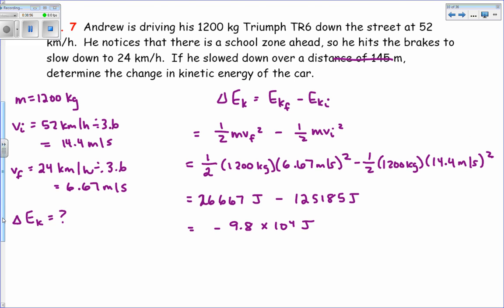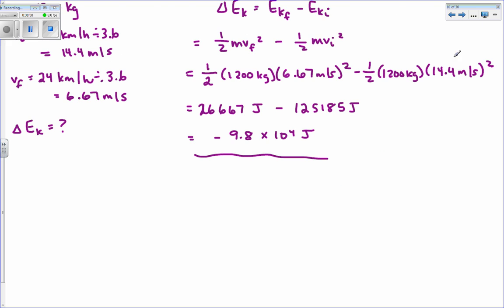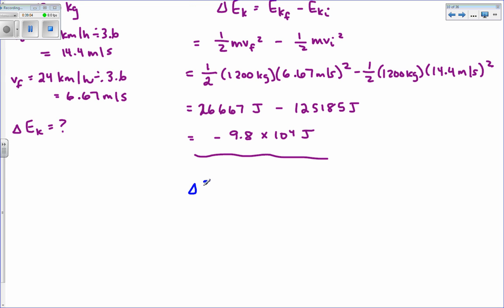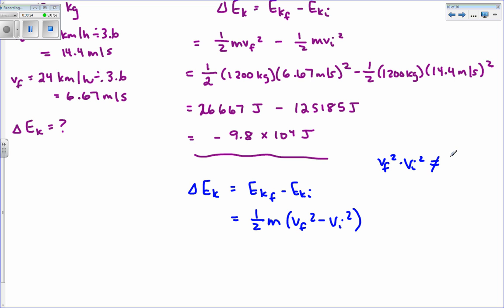You could also, if you're a little bit more comfortable with algebra, and I won't carry all this through, I'm just going to set it up for you, but you can set up that change in EK being EK final minus EK initial. That can be 1/2 m times VF squared minus VI squared. But be careful, because VF squared minus VI squared is not the same as VF minus VI squared. You can't do that. You have to square them first and then find the difference.